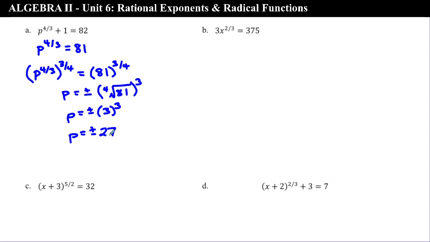Let's try b here. So we've got 3x to the 2/3 equals 375. First, we've got to isolate our x to the 2/3. So we divide each side by 3, and that gives us 125 on the right-hand side. Now we're going to take x to the 2/3 to the 3/2 power. That's the reciprocal of our 2/3. And if we do it to that side, we have to do it to the other, to the 3/2.